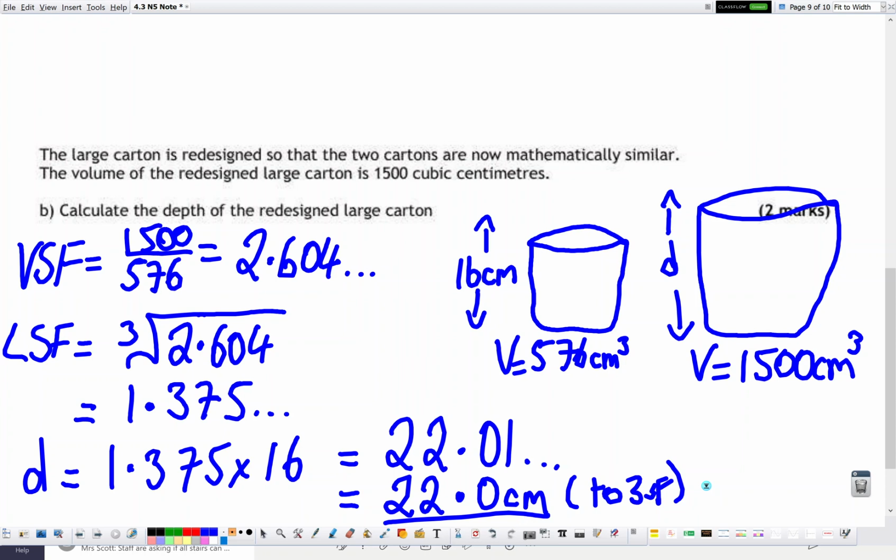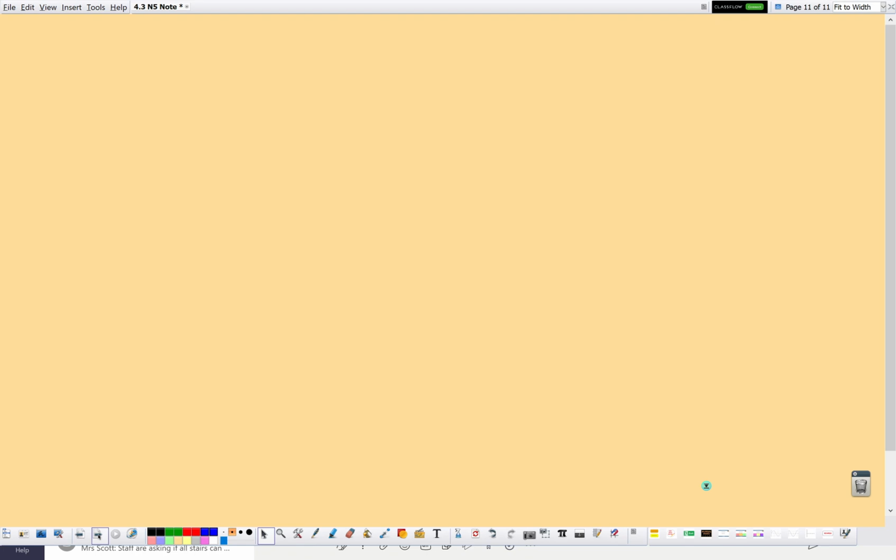Alright, so bit of a tricky question, that one, I think. First of all, proving that they are not mathematically similar, then working backwards to get the depth of new mathematically similar ones. Okay, I've got one more example to show you. I wanted to really show you a good breadth of questions here. So one more to show you, and oh, I've skipped one page.